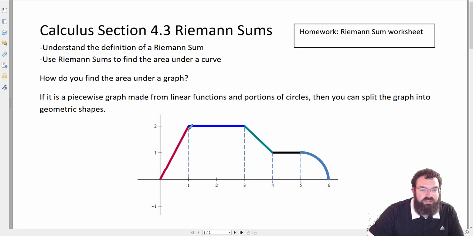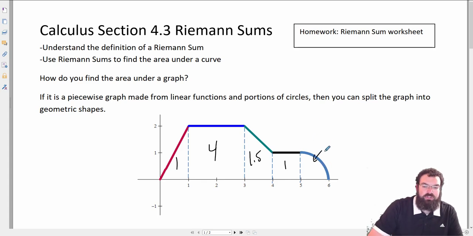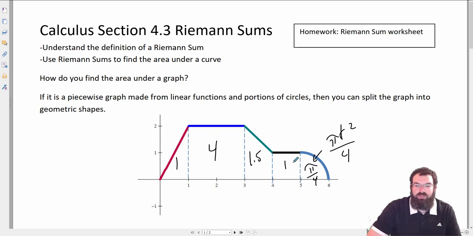I can say, okay, well, that's 1 times 2 divided by 2, which is just 1. This is 2 times 2, which is 4. This is now a trapezoid, so I can do base 1, which is 1, plus base 2, which is 2, so that's 3, times 1, which is the height, divided by 2, so that's just 1.5. This one is 1 times 1, which is 1. And then this is pi r squared, but divided by 4, right? And the radius is 1, so that's just going to be pi over 4. Then I would just add all those pieces up to find the area of that piecewise function. It makes it easier when it's really nice geometric shapes.